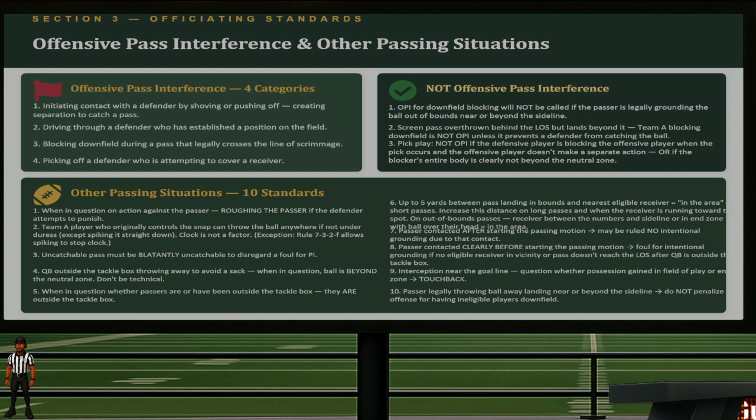Not offensive pass interference. 3 specific exceptions. Exception 1. OPI for downfield blocking will not be called if the passer is legally grounding the ball out of bounds, near or beyond the sideline. Exception 2. OPI will not be called on a screen pass when the ball is overthrown behind the line of scrimmage, but lands beyond it, and Team A players are blocking downfield, unless that blocking prevents a defensive player from catching the ball. Exception 3.